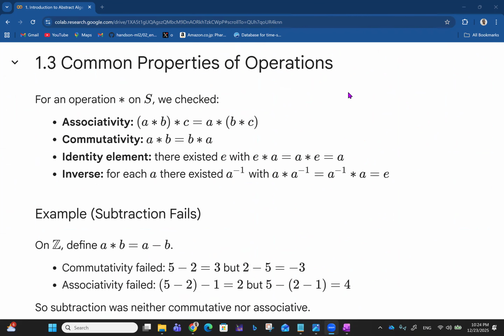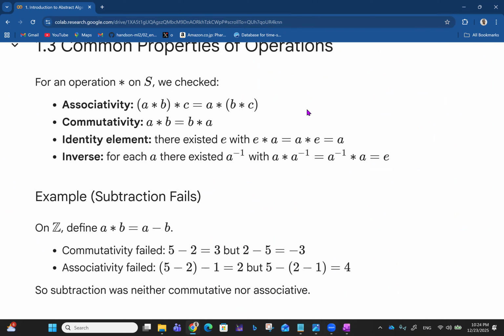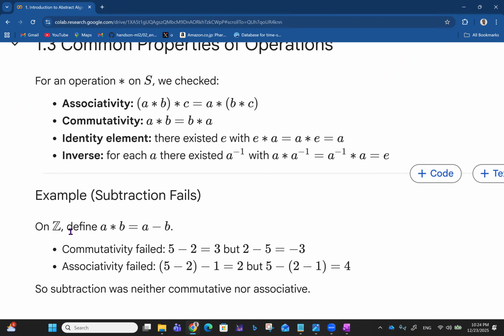Now you can see I've been talking about addition and multiplication, because if you introduce division and subtraction, commutativity, for instance, will not work, because 2 minus 3 is not 3 minus 2, right? So we focused on addition and multiplication. Imagine this example on Z, the set of integers. Define A star B equals A minus B. Commutativity will fail because 5 minus 2 is 3, but 2 minus 5 is minus 3. So the answers are different; though it's all about the sign, they are not equal.